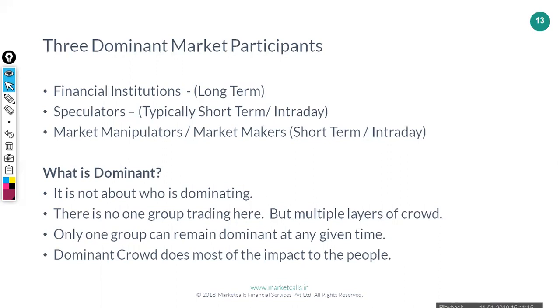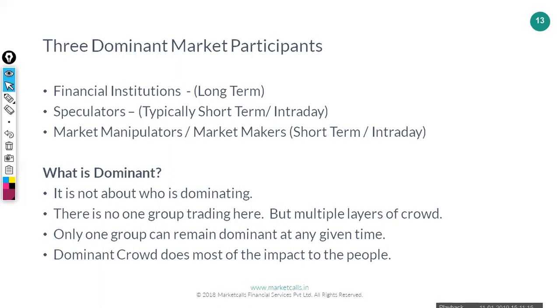For example, on an event day like demonetization, where the market opens with a big gap down, it triggers a lot of liquidity. That is where institutions' presence will be there. That is where the long-term players love to accumulate. So on that particular day, a layer of dominant presence will be visible from the long-term players, right?